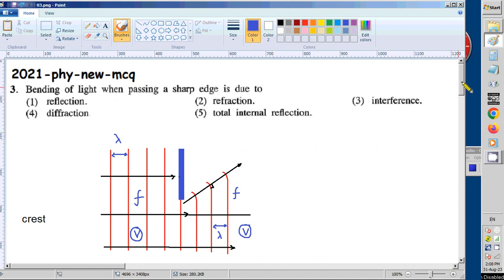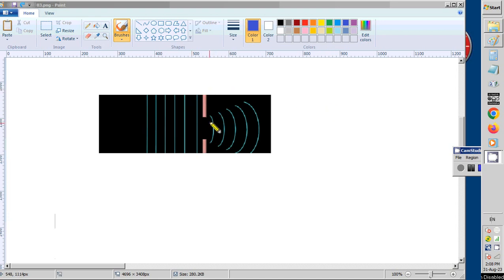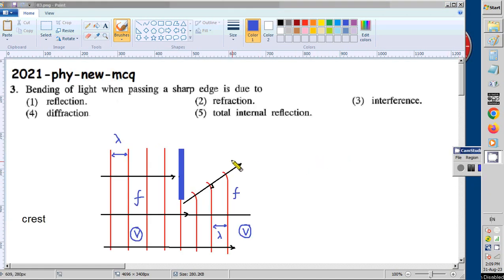If we use two sharp edges, we can see the diffraction pattern is like this. At both sides, the wave front bends. This is called diffraction, spreading like this. So therefore the answer is diffraction for this question. As usual, we discussed the other answers also, so I will explain the other answers a little bit as well.